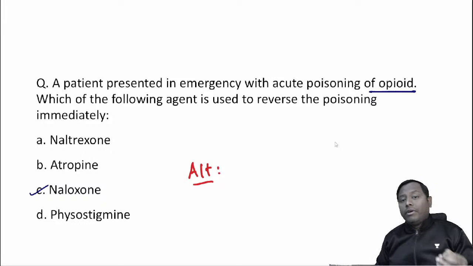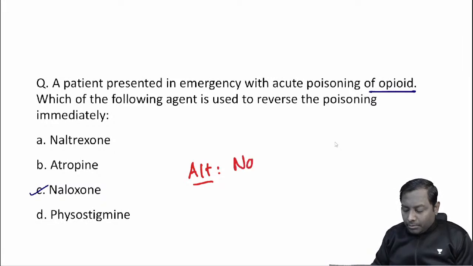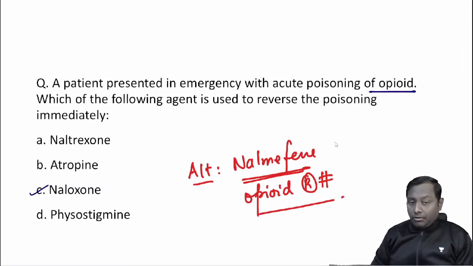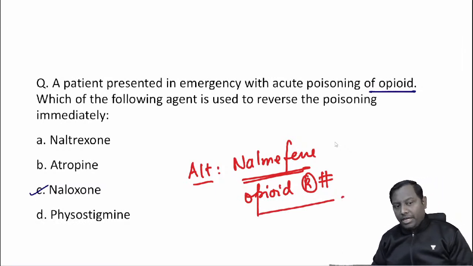In February 2022, that means just a year ago, there was a drug that also got approval for this, that is known as nalmefene. Nalmefene is an alternative. It's also an opioid receptor antagonist, the same as your naloxone. Okay, nalmefene is an alternative that you can also use. There is no role of atropine here.